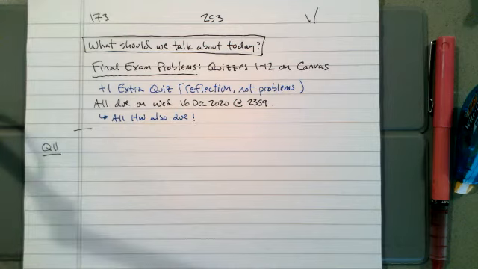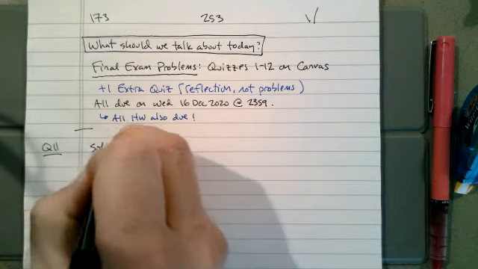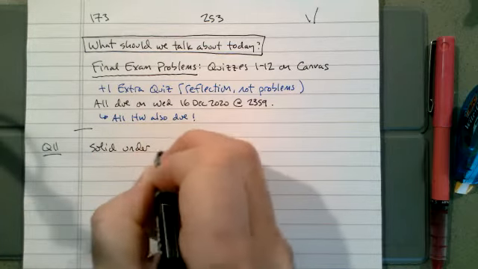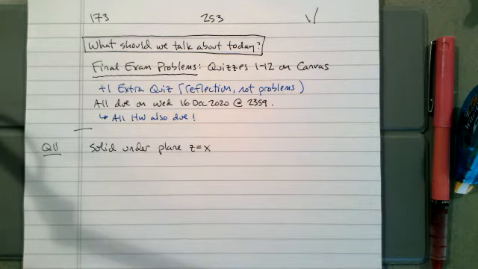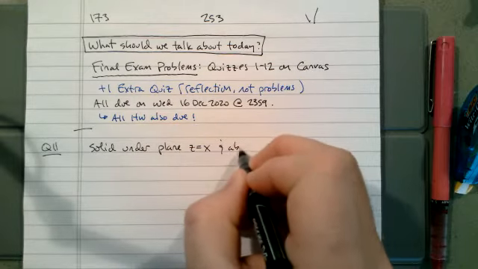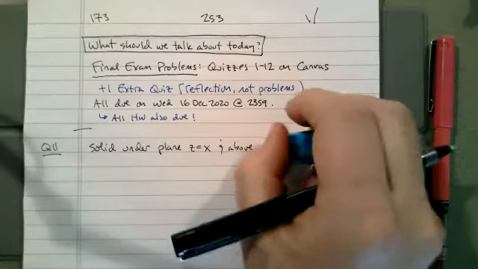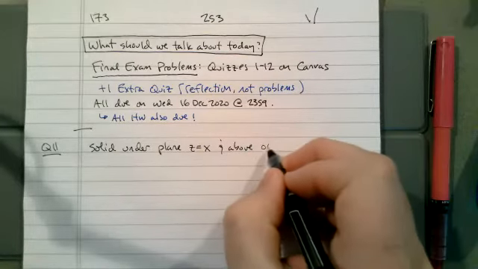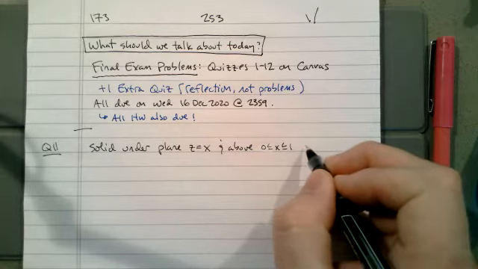Let's take a look at quiz number 11. We are considering the solid that's under the plane z equals x, and above the rectangle, 0 less than or equal to x less than or equal to 1 by 0 less than or equal to y less than or equal to 2.